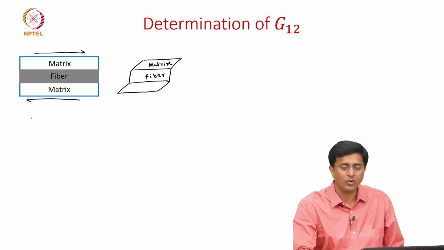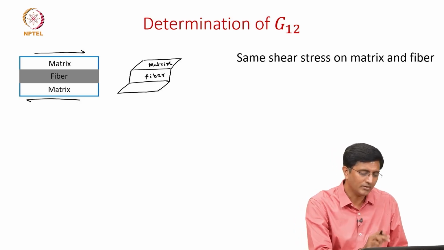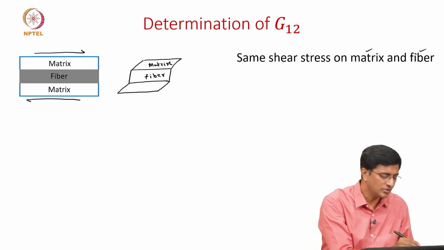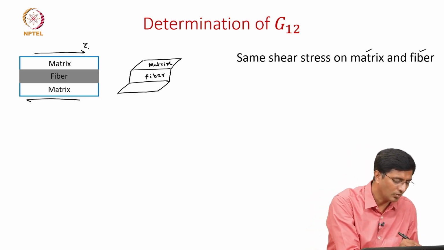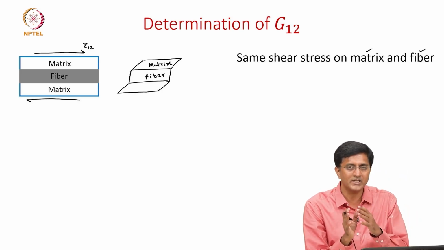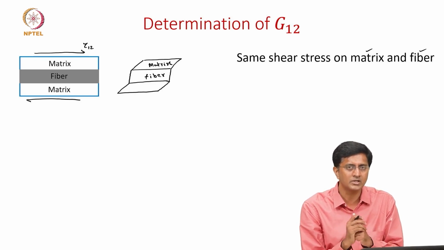Okay. So what are the assumptions we are making here? We say both have the same shear, both the matrix and fiber. So you apply the same shear stress. Let's say we are talking about tau 12. The same shear stress will be applied for the matrix as well as the fiber. Here we are not distributing the shear stress, but the entire shear stress is applied on each of these constituents.